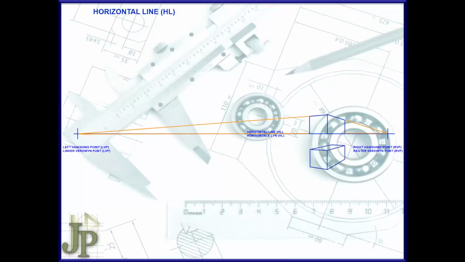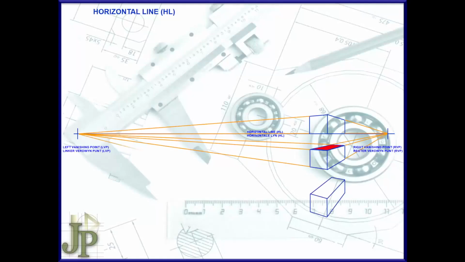As soon as the object is below my horizon line and I project from my left vanishing point as well as from my right vanishing point, I can clearly see that there will be detail at the top of my model that will be visible. So the further the model is below my horizontal line, and I project from my left hand vanishing point as well as from my right hand vanishing point, I can clearly see that even more detail at the top of my model will be visible.